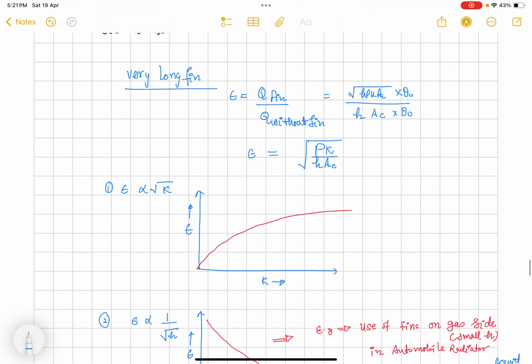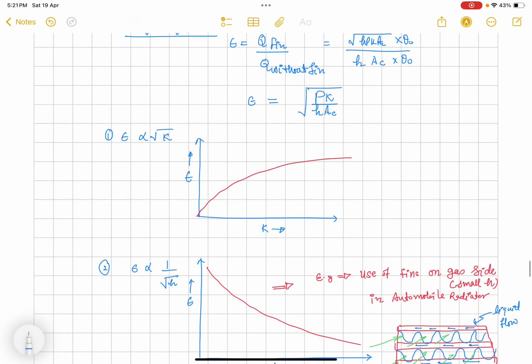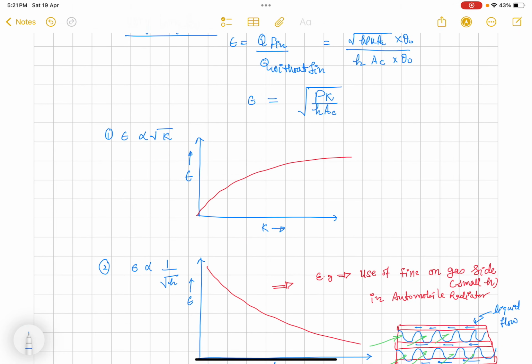All right. So after simplifying this expression, theta naught will be cancelled, and simplifying we get under root of pk divided by hAc. All right. So this expression tells a lot of things about the effectiveness of the fin. First, fins are effective when they are made up of high thermal conductivity material, like you can see. It is proportional to the square root of thermal conductivity.